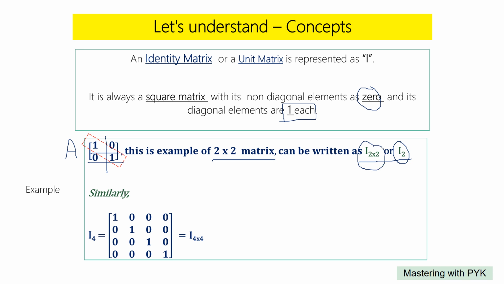In the next example, we have I4. This means it is a matrix represented as I4 cross 4, that is 4 rows and 4 columns. On seeing this, we have all non-diagonal elements as 0 and the diagonal elements as 1.